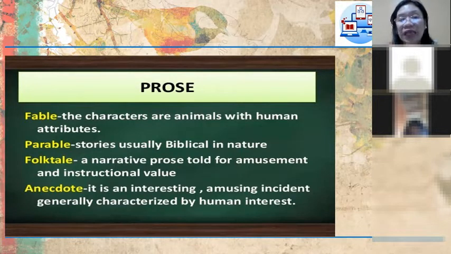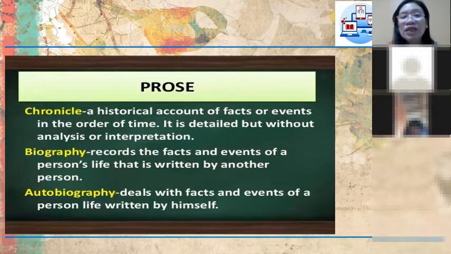Then we have folk tale. It is a narrative prose told for amusement and instructional value. And then we have an anecdote. It is an interesting, amusing incident generally characterized by human interest. And then chronicle is a historical account of facts or events in the order of time. So it is detailed but without analysis or interpretation.